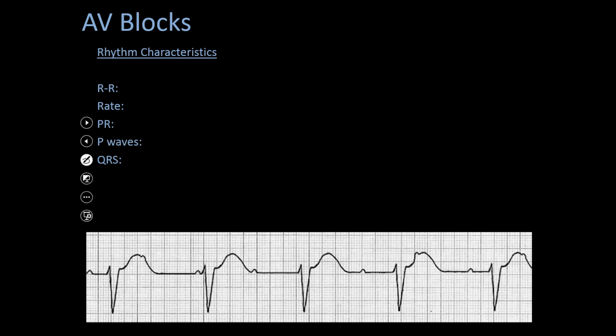Okay, here's an example strip of third-degree AV block with a ventricular escape rhythm. It's pretty similar to third-degree AV block with a junctional escape rhythm, only these QRS complexes are wide and bizarre. You can see we've got our P waves here, here, here, here. Oh, there's one that's going to be hidden in here somewhere. There's another one here, here, and there's one up there. Now R to R is regular.